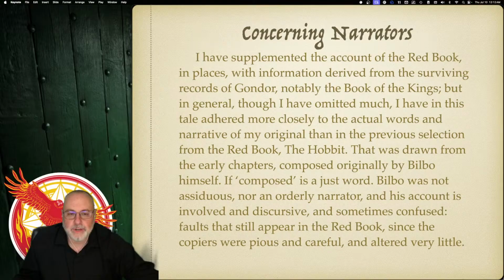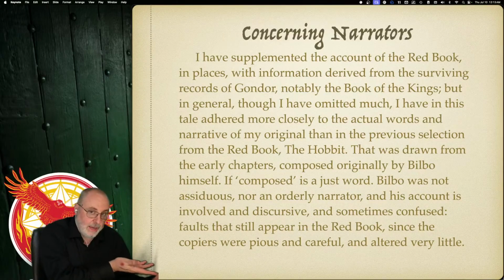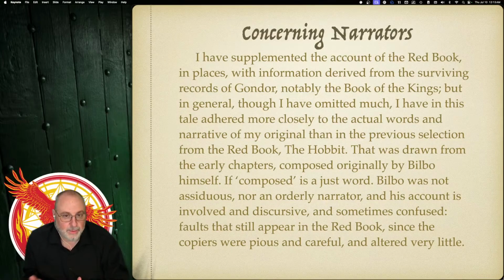Two more short points, and then we're done. I have supplemented the account of the Red Book in places. This is from Tolkien's first edition foreword to The Lord of the Rings. I have supplemented the account of the Red Book in places with information derived from the surviving records of Gondor, notably the Book of the Kings. But in general, though I have omitted much, I have in this tale adhered more closely to the actual words and narrative of my original. And by my original, he means, that's the way that scholars refer to the thing I'm translating, right? His original is the original text. The translation is what we're reading, right?